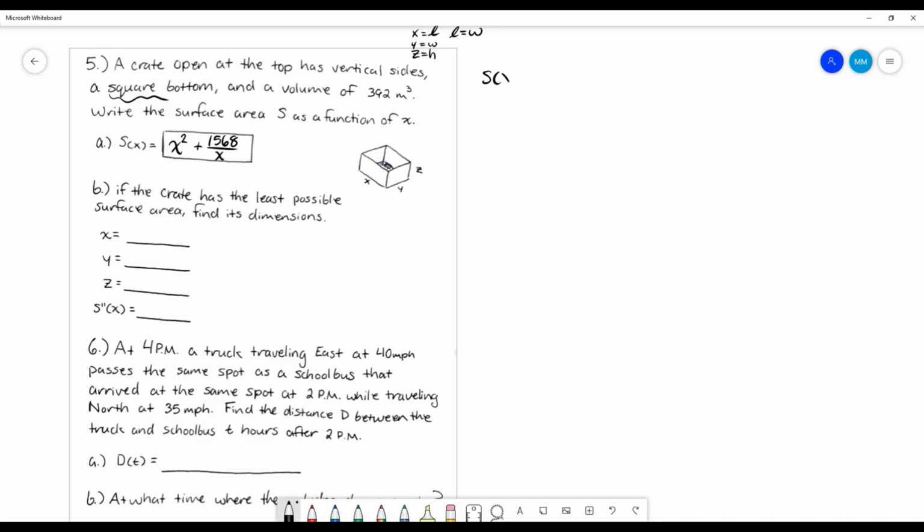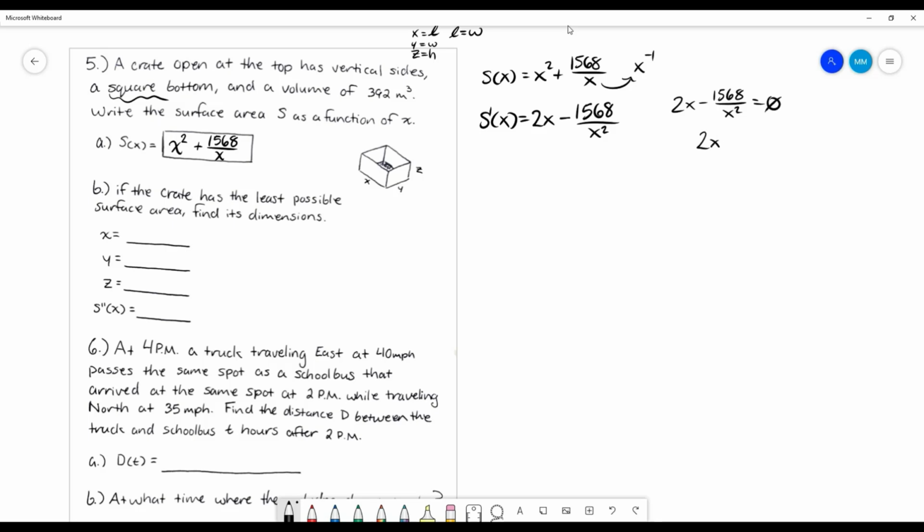Okay, so our surface area equation is as follows. We're going to go ahead and take the derivative. Derivative of x squared is 2x. And I know it's going to be negative because of the power rule there. Remember that this is just x to the negative first, right there. So I'm just taking that derivative. And now I just need to see whenever this equals 0. So 2x minus 1568 over x squared equals 0.